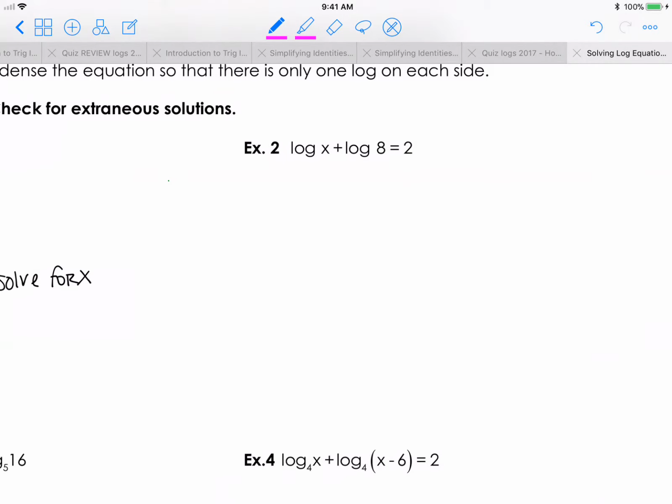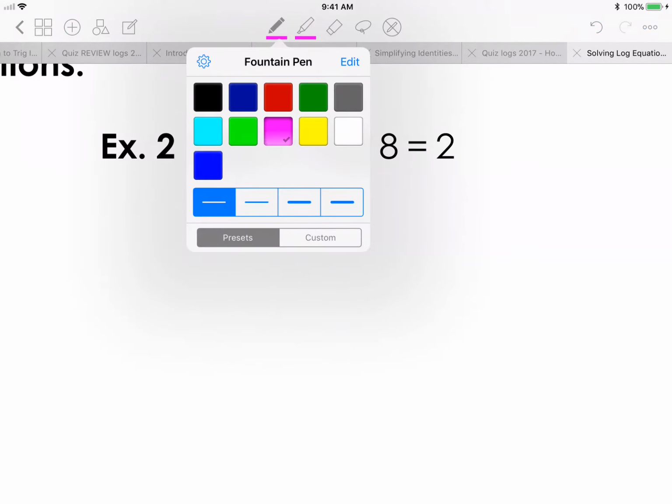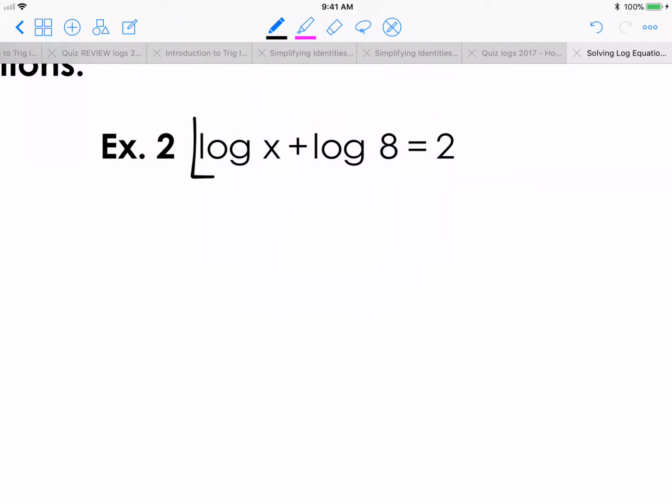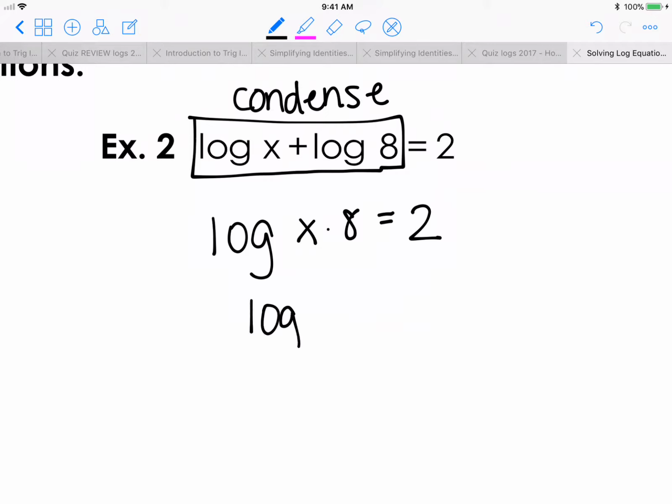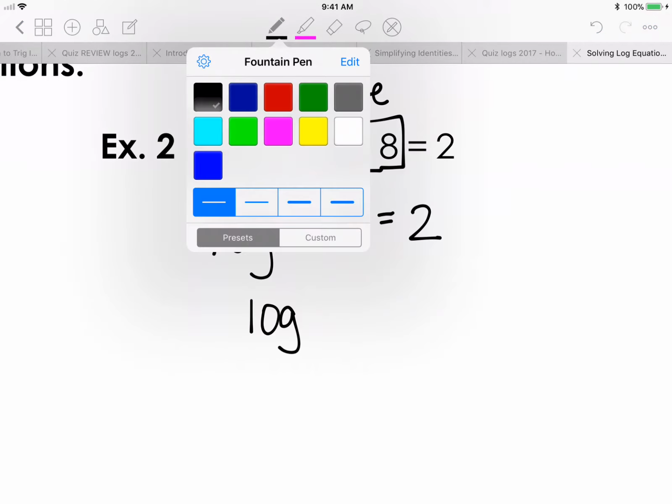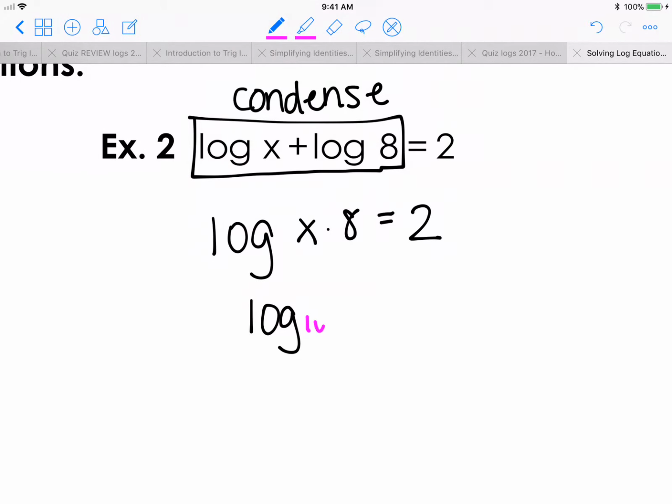Okay, let's go to number 2. Number 2 is the same thing here. So, we have log of x plus log of 8. Let's condense that. So to condense that, we get log of x times 8 is equal to 2. Well, that looks weird. We don't like it like that. So let's rewrite it as log base 10 of x times 8 is equal to 2.